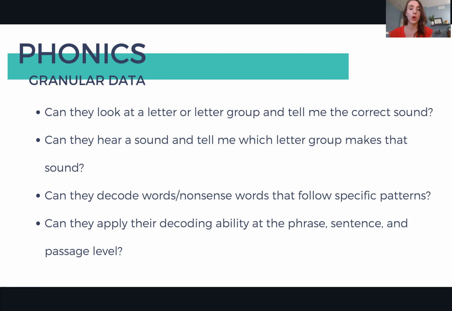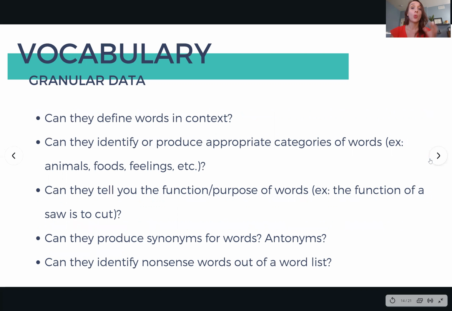Can they decode words, nonsense words that follow specific patterns? Can they apply their decoding ability at the phrase, sentence, and passage level? We need to understand that. Where is that phonics ability breaking down? With vocabulary, if we're recognizing that students are struggling with vocabulary, we need to get more granular.